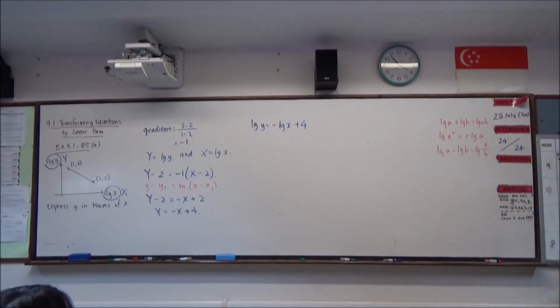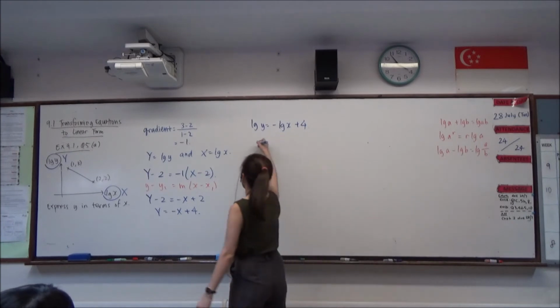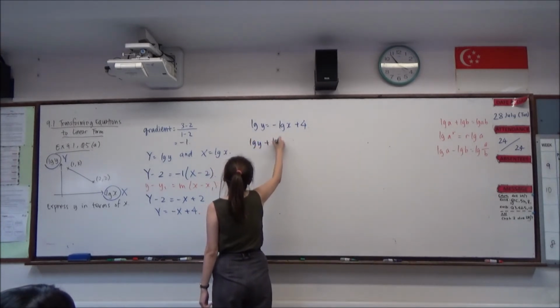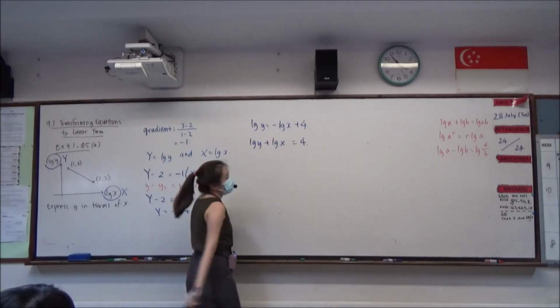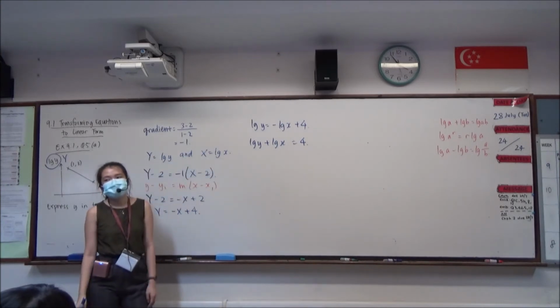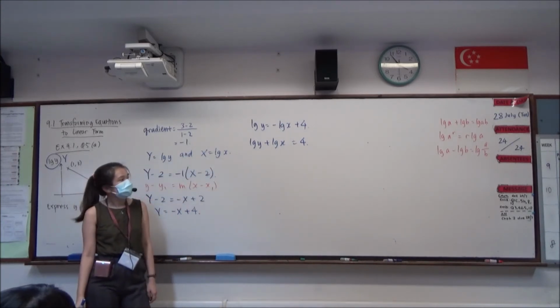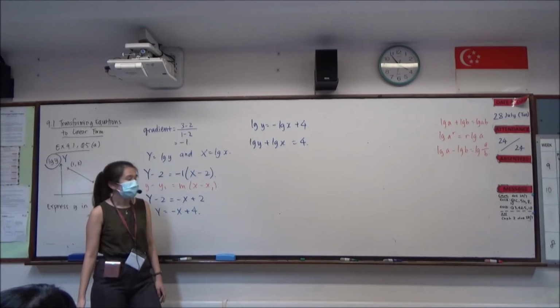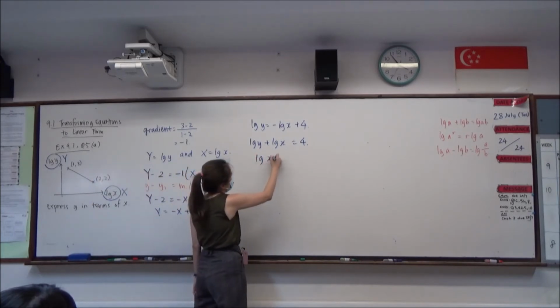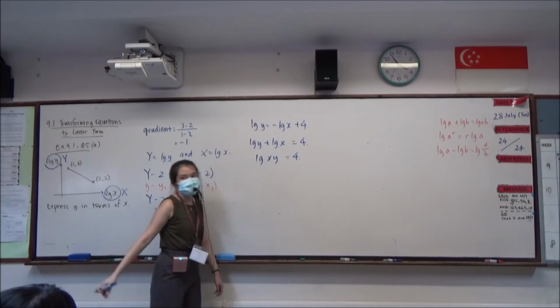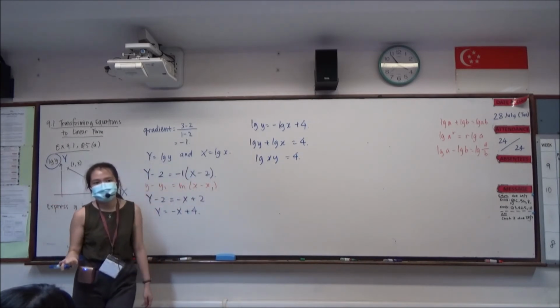If I have my equation in such a manner, how will you try to do it? Move the log x over. Okay, very good. We move the log x to the left, followed by multiplying. Okay. Log xy, great. So we get log xy equals 4. So at least we cut down on one log already.